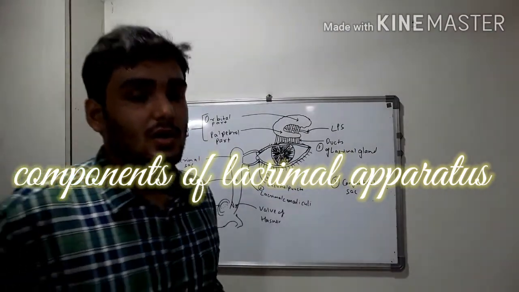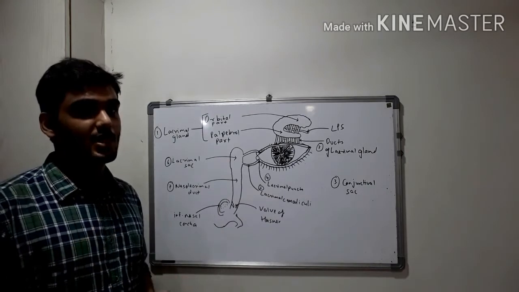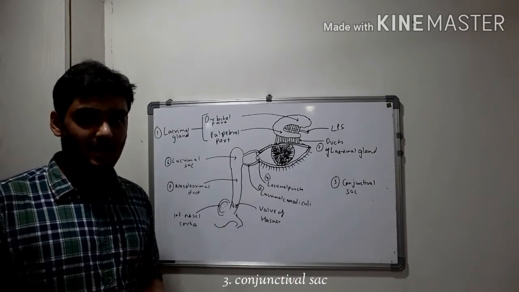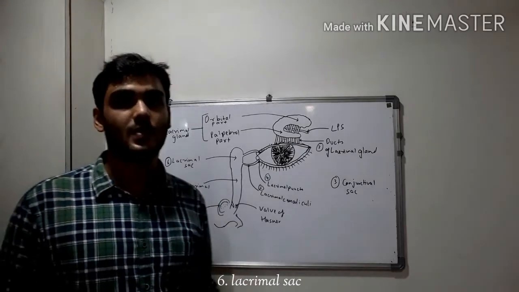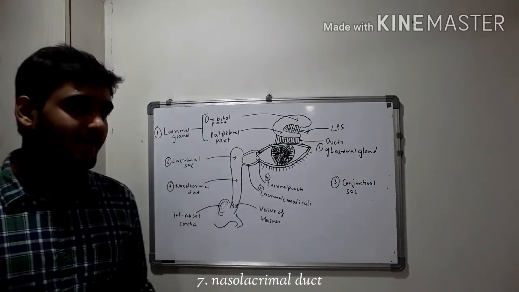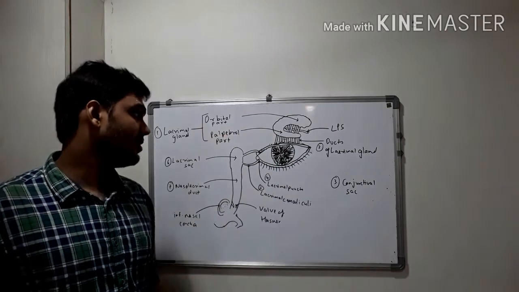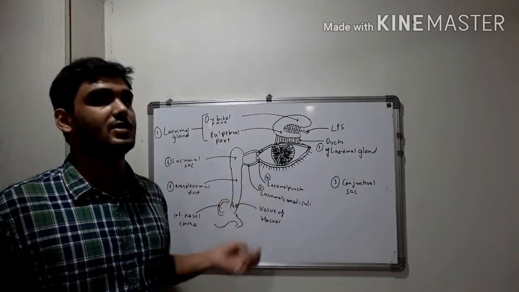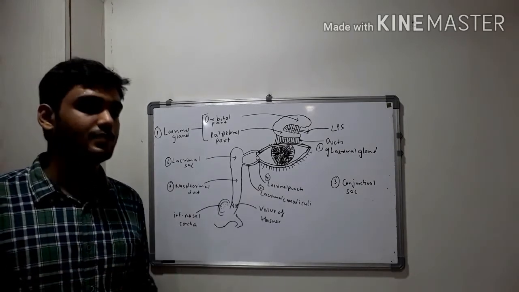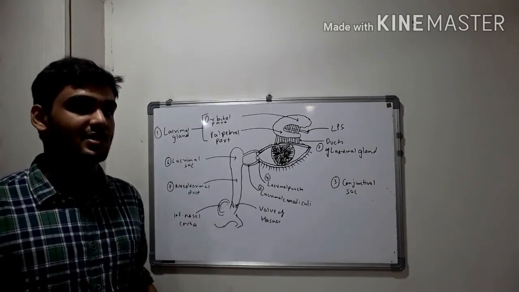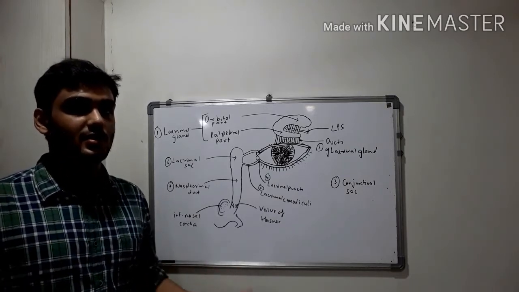So now we shall name the various components of the lacrimal apparatus. We have the lacrimal gland, ducts of the lacrimal gland, conjunctival sac, lacrimal puncta, lacrimal canaliculi, lacrimal sac, and nasolacrimal duct. Now in the standard textbook, the lacrimal gland ducts are considered together, and puncta and canaliculi are considered together, and like that we have 5 parts given there. But anyway the names of the structures are the same, so you can consider it as you wish.